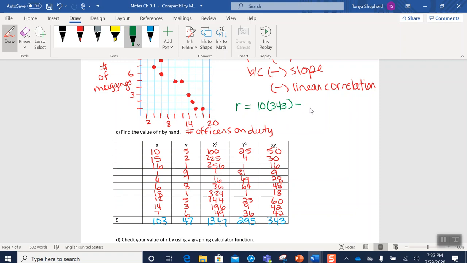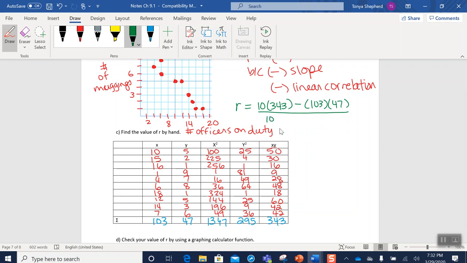Minus, the formula says the sum of x. So that's this number down here, 103. Times the sum of y. The sum of the y column was 47. Divided by n was 10.